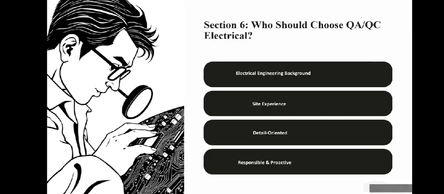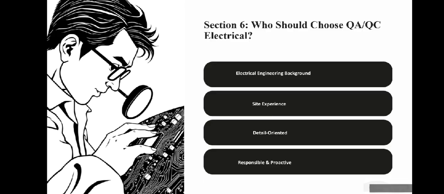Moving to section number 6 is who should choose quality assurance or quality control electrical. So this specialized field is ideal for individuals who possess a particular set of skills and academic background, aligning with the meticulous demands of quality assurance and control. So number first in this category is electrical engineering background. So a strong foundation in electrical theory, systems, and design principles is essential for understanding complex project requirements.